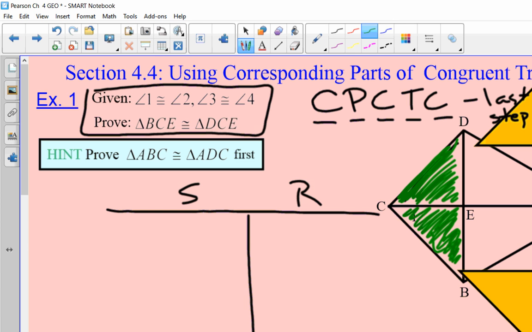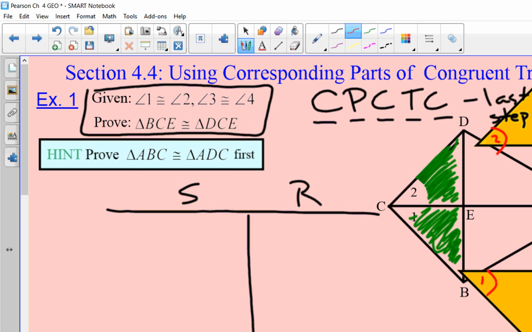All right, so they're giving us a clue: prove that the two gold triangles are congruent first. And are the ones that I colored in green parts of the bigger triangles? They are. So if I can prove the two big triangles are congruent first, then I can say the smaller ones are. Okay, so what was given to me is that angle 1 is congruent to angle 2. So I'm going to draw that on the gold triangle. Angle 1 is congruent to angle 2.